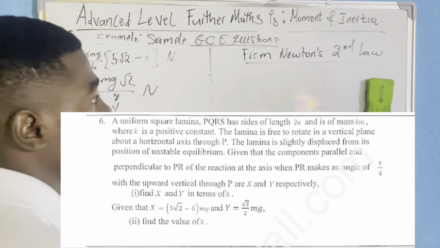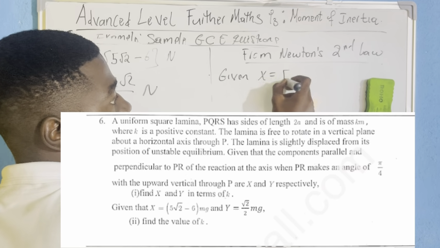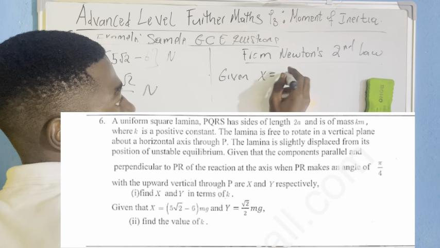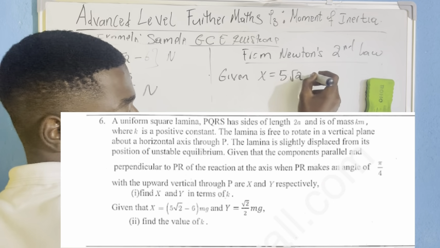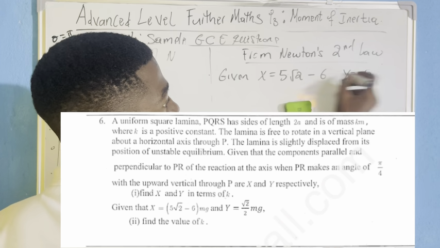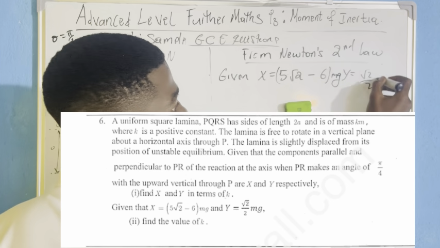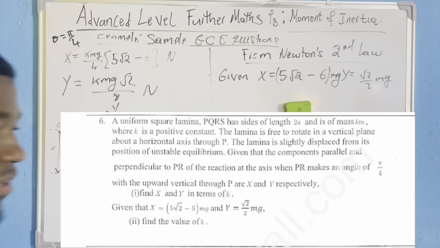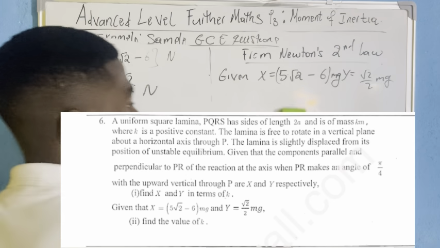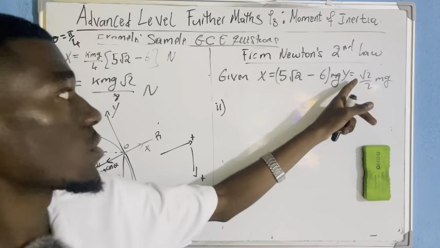Let us now do our last part. Given that X is (5 root 2 minus 6) mg, and Y is root 2 all over 2 mg. Okay. We are asked to find the value of K. So there is Roman 2. So given that X equals this and Y equals this, find the value of K.